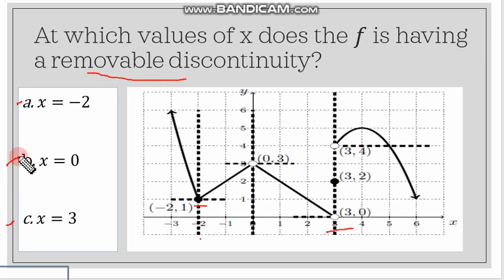The answer is letter B, x is equal to 0, because we can see there's a discontinuity at x is equal to 0, but the limit exists, which is equal to 3.